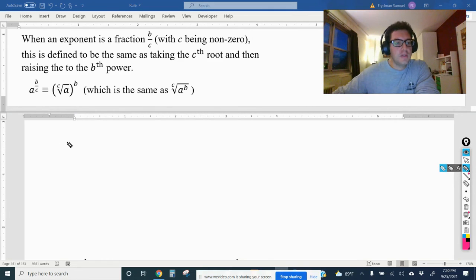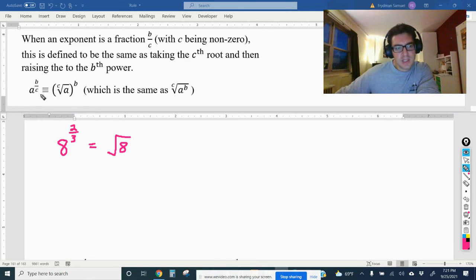So let's say I wanted to evaluate 8 to the power of 2/3. What does that mean according to this definition? In this case, my a is 8, so that goes under the radical here. I'm taking the cth root of a, so in this case, c is 3, so I'm taking the third root of my a, which is 8. And then I'm taking this whole thing and raising it to the bth power. So what was my numerator over here? 2. So I'm taking this whole thing and raising it to the power of 2.